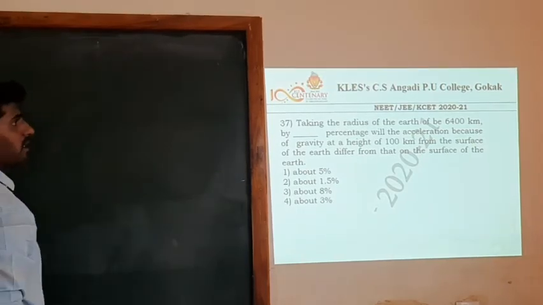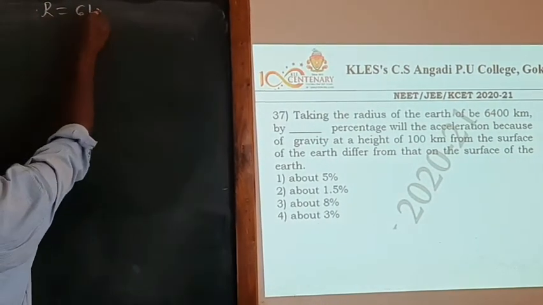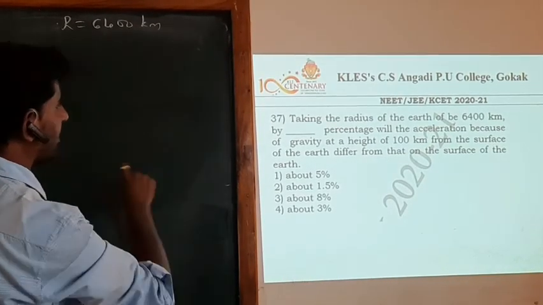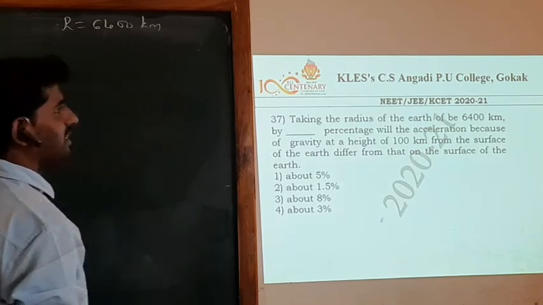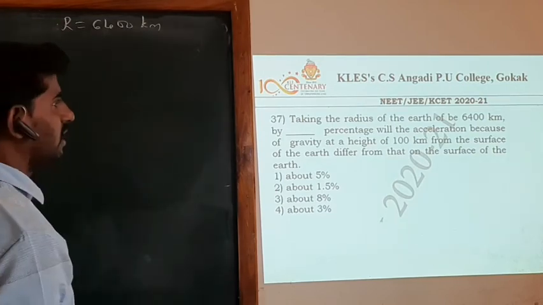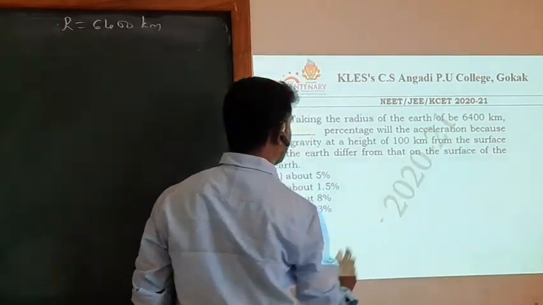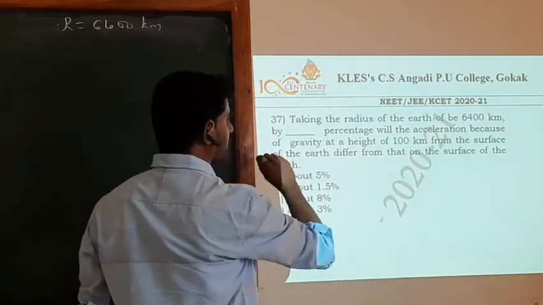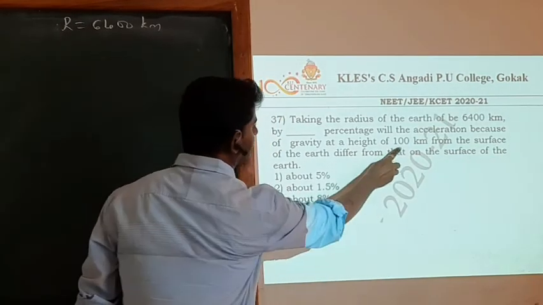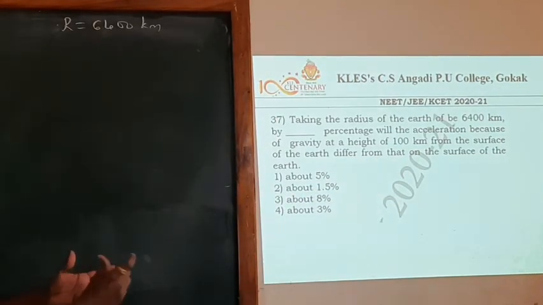Question number 37. Taking the radius of Earth to be 6,400, R equal to 6,400 kilometer. By what percentage will the acceleration because of gravity at a height 100 km from the surface of Earth differ from that on the surface of Earth? So the question is, Earth radius is 6,400. Now what will be the acceleration due to gravity at 100 km? If you compare that acceleration due to gravity at 100 km with the acceleration due to gravity on the surface, what should it be percentage-wise?